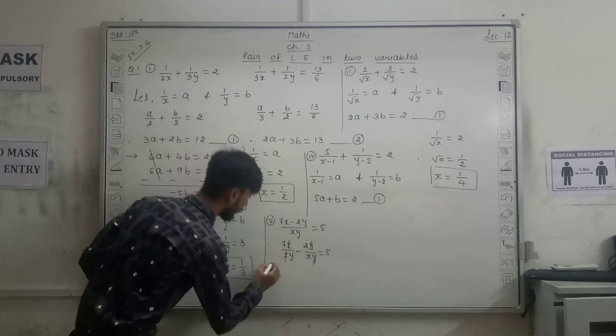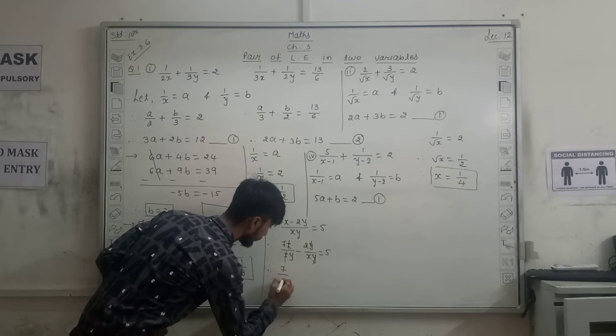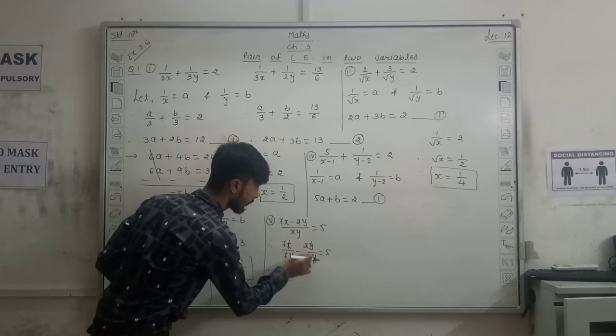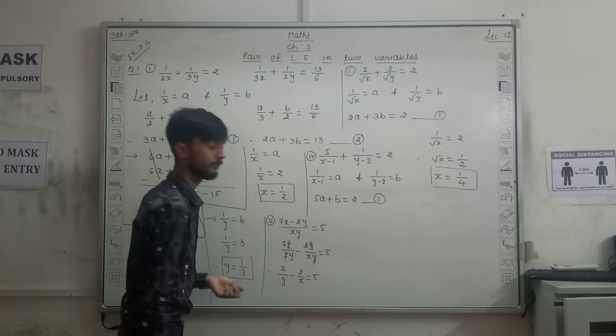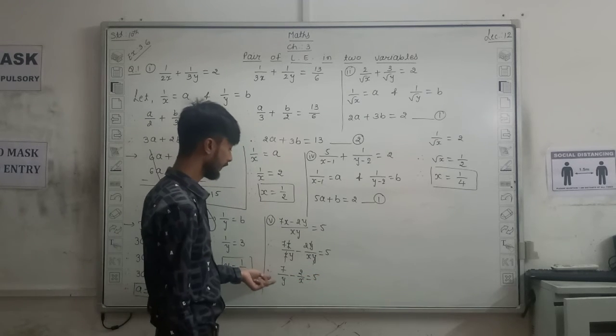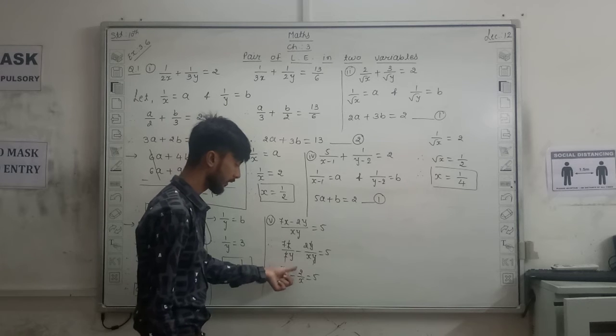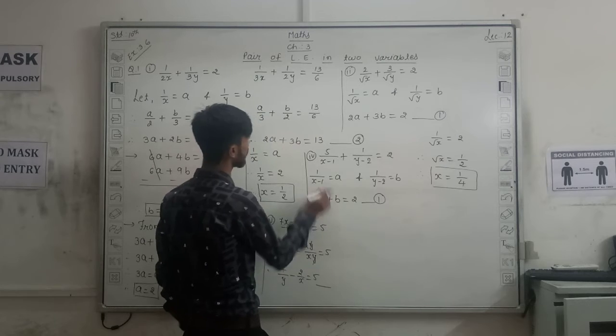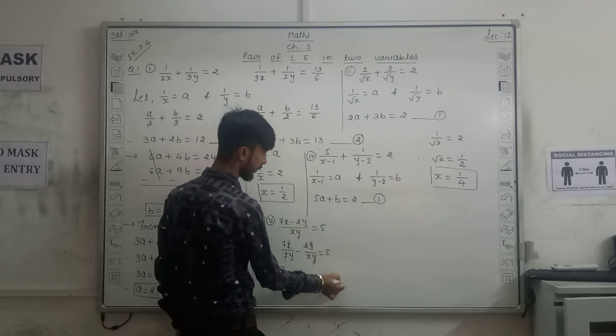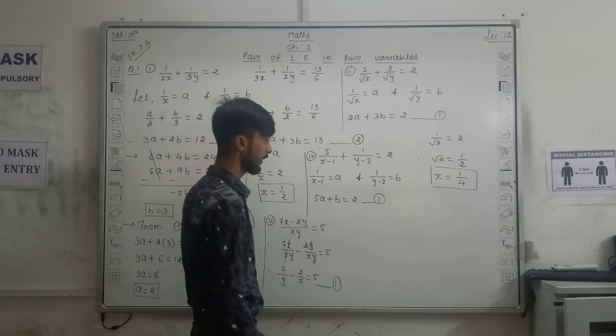So we get 7 upon y minus 2 upon x equals to 5. Okay? And after that 1 upon y is b, 1 upon x is a. Okay? So we will get this type of linear equation here. Similarly you can make second also.